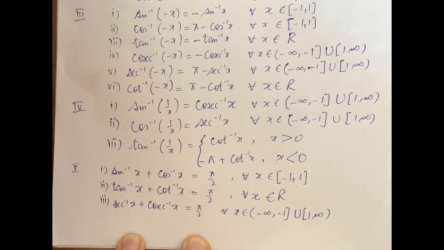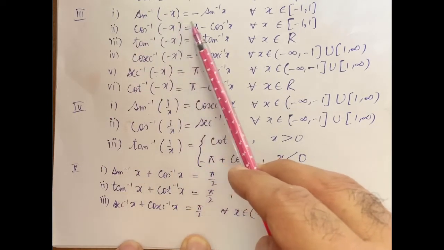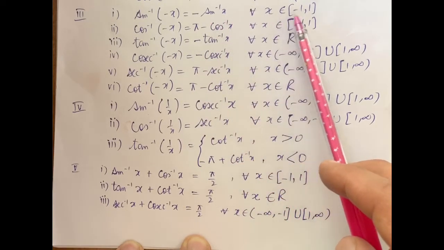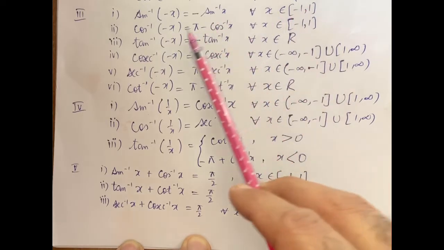Let us continue our discussion on inverse trigonometric functions. Last time we started with properties. Today we have to discuss three properties. The first set of properties: sine inverse of minus x is minus sine inverse of x for all values of x lying in the domain of the function, which is minus 1 to plus 1.